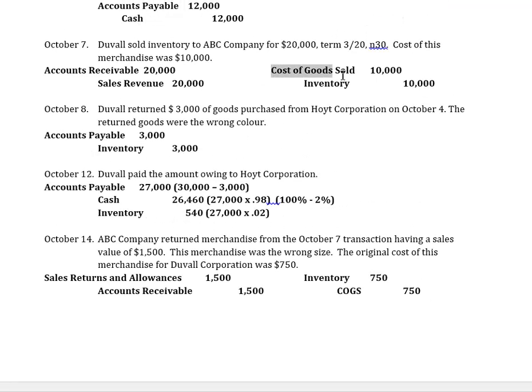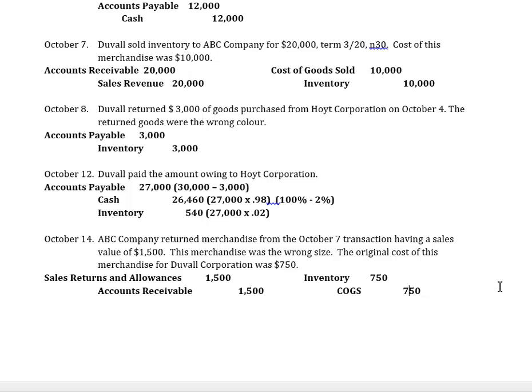So all we're really doing is we're undoing or reversing this entry that we made on October the 7th. We're reversing it by $750 because we're going to restock the inventory and credit the cost of goods sold by $750. We're just going to reverse out what we did here. Remember, on October the 7th, we said, well, we're going to remove $10,000 from inventory and charge it up to cost of goods sold in the income statement. But really, because ABC Company is returning it to us, we're going to restock it and just reverse out the debit to cost of goods sold.